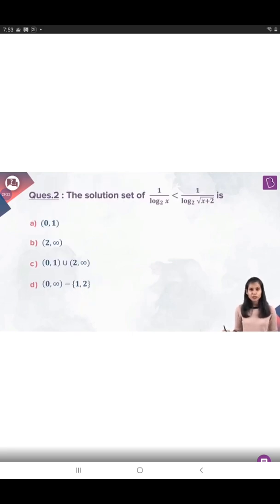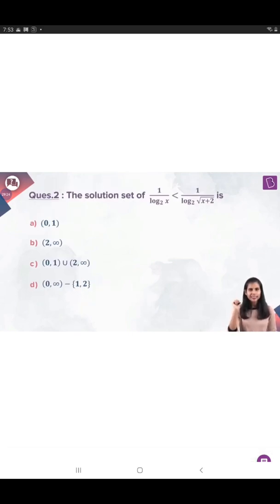Let's now check out this second question. In here, again, you have an inequality to solve. It's a logarithmic inequality. Quickly solve this and tell me the answer. Which out of the four options represent the correct solution set for this given inequation? Let's see who gives the answer first.